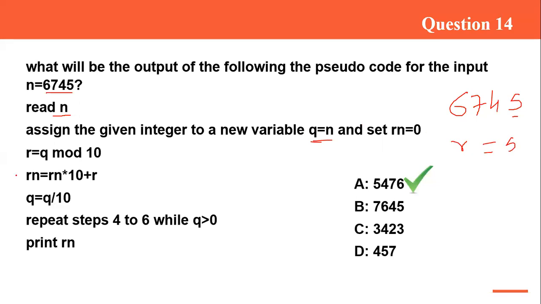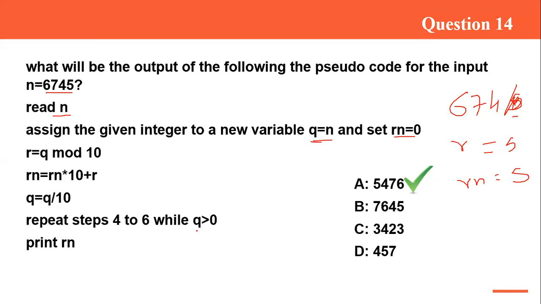Then what am I writing? Rn is equal to Rn into 10 plus R. What is Rn? Rn is initially given here: set Rn equal to 0. 0 into 10 is 0 only, plus R means 5. So Rn value has also become 5. Then after that, Q is equal to Q by 10. Q was 6745. 6745 by 10 means 674.5. But generally in programming, integer by integer is always an integer, right? So we consider the number as 674. Now they are writing repeat steps 4 to 6 while Q greater than 0.